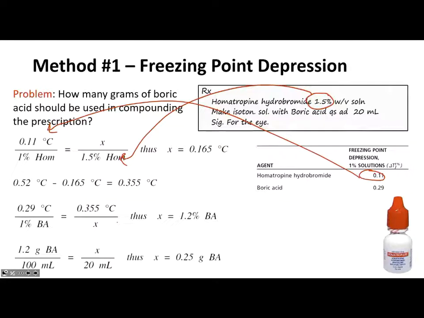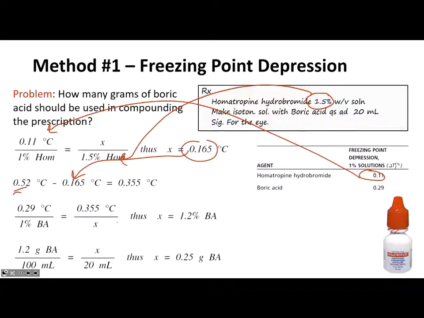Yay. It's not enough, though, right? Because what is our target that you've memorized? 0.52, so let's take our target of 0.52, subtract this number, so that's where that number comes from. That's the amount from the homatropine, so my target minus the amount from my drug gives me 0.355 degrees Celsius that I still need to get. Do you see why that's still left over? My homatropine doesn't give me enough to be isotonic. The difference between what homatropine does and what I need is 0.355 degrees.